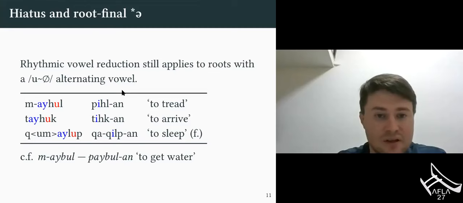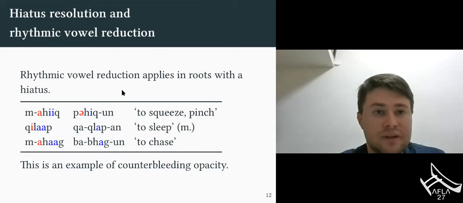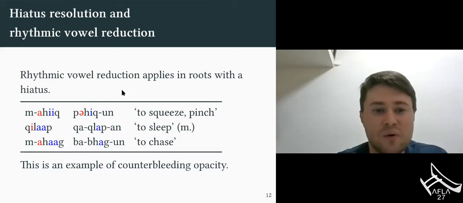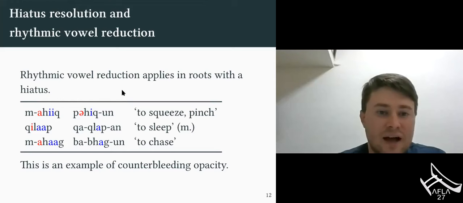Now, rhythmic vowel reduction with hiatus resolution, same thing. So underlying hiatuses still cause the rhythmic reduction to occur, even though we don't really see the hiatus on the surface in suffixed form. So here we have a double A hiatus in these forms. In unsuffixed forms, you can clearly see it.